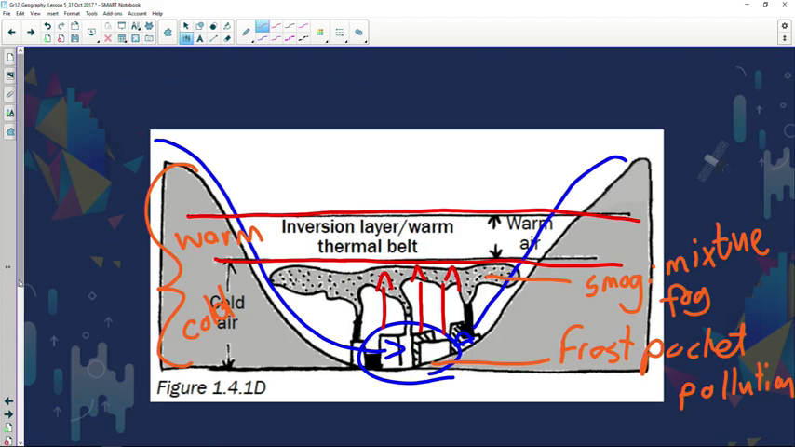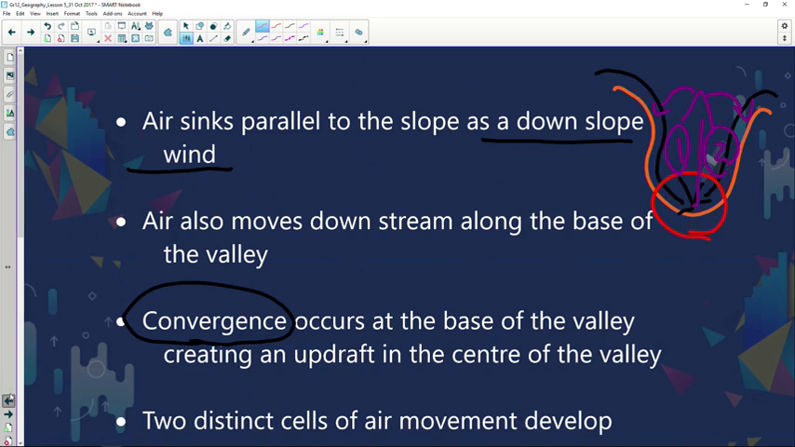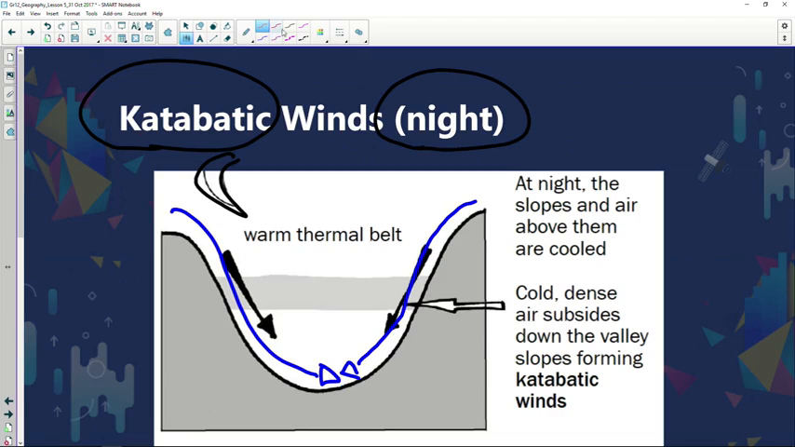Now let's just quickly recap. If we look at our katabatic breeze, as you can see, katabatic breezes happen during the night time. It's sinking air. Okay, when we look at these katabatic breezes, there's convergence taking place down in the bottom over there. Now what's being created? An updraft is being created and two distinct cells are being formed.